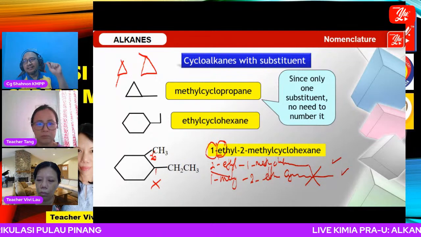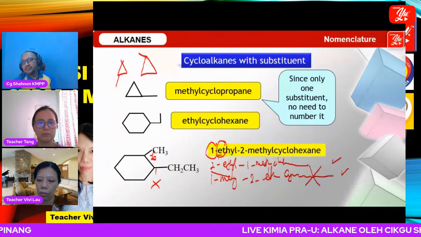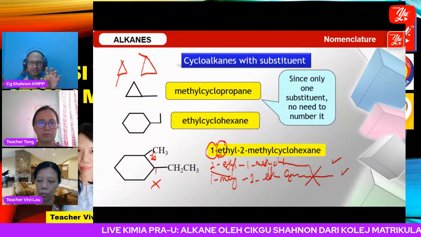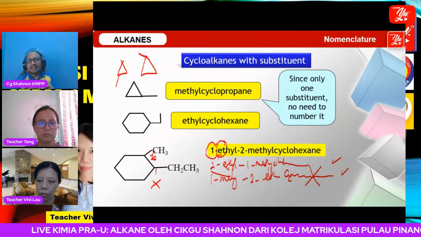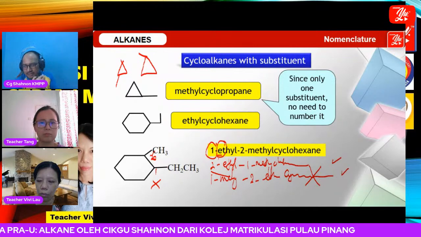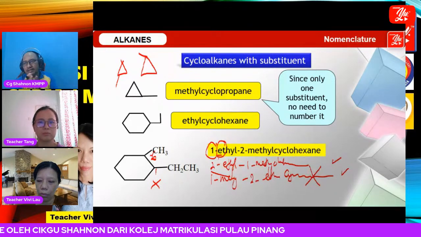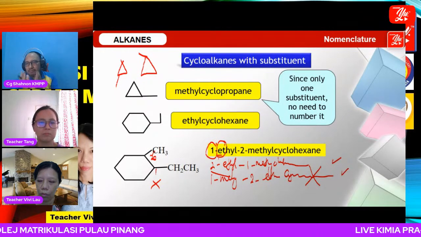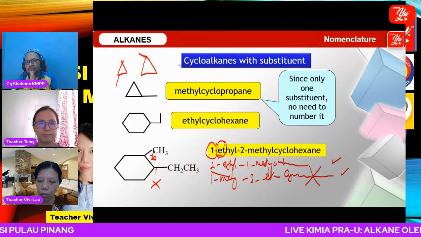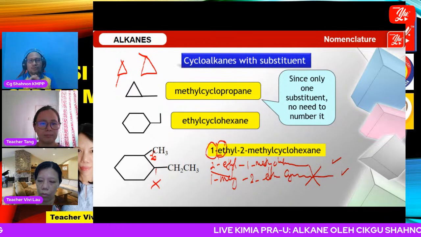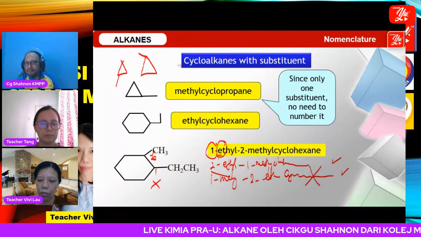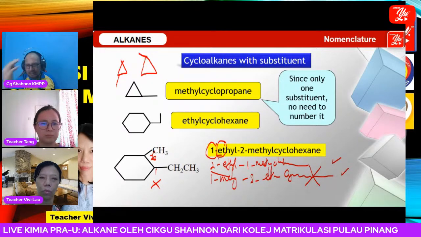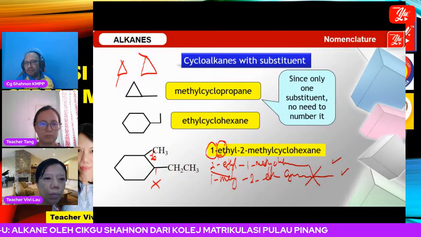Here E got the number 2, cannot. The E is according to alphabetical order, and then it gets the smallest number. So the name for this structure or compound is 1-ethyl 2-methyl cyclohexane. I think today I talk a lot.